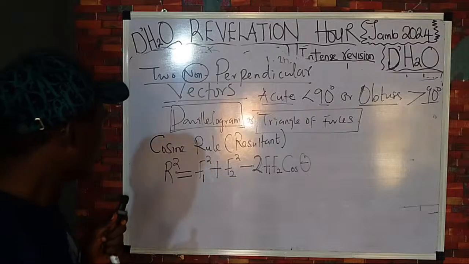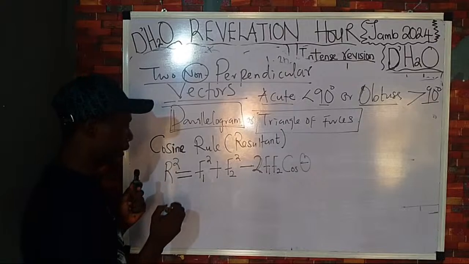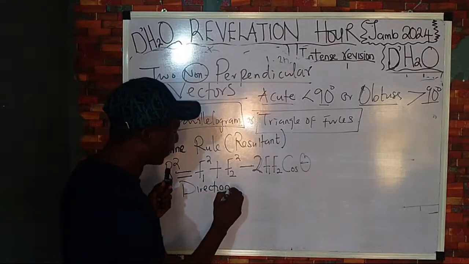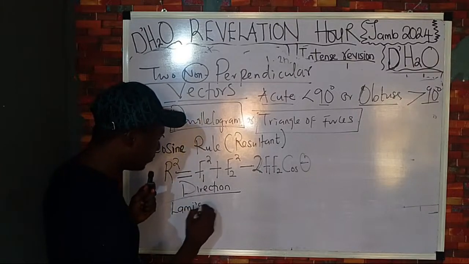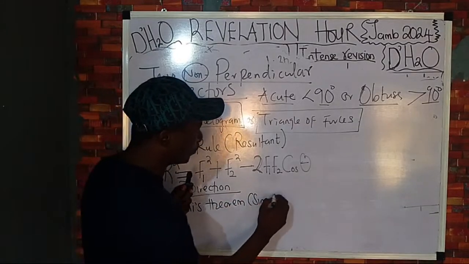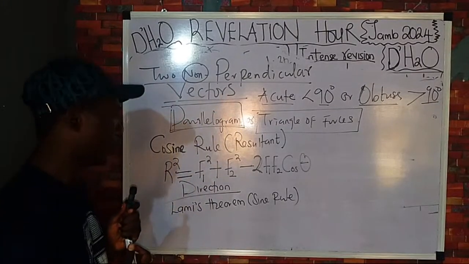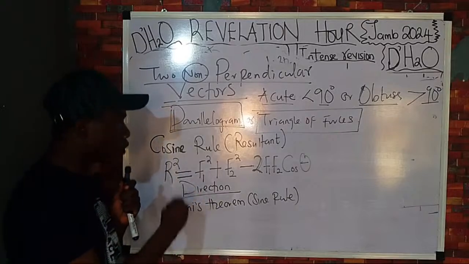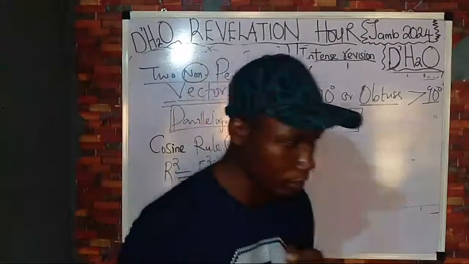Are we together? So what do we simply do now? Very easy. If you need direction, if you define direction, we use Lami's theorem. Lami's theorem is also called the sine rule. Now I'm going to give you one simple question. We'll solve this question using the parallelogram law of vectors, the triangle of forces.